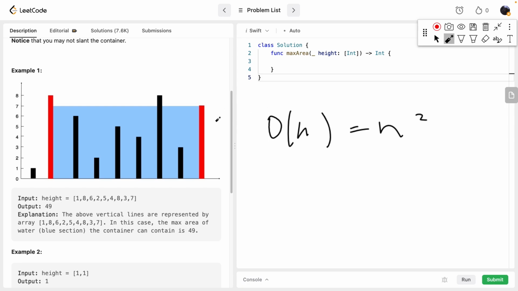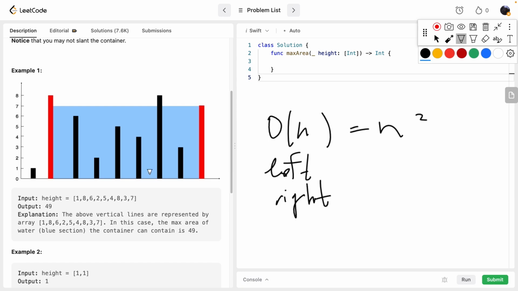So a better solution would be to use a two-pointer approach. So we would have two pointers, let's say like left pointer and right pointer. Left would start on the left and right on the right. And we would calculate the amount of water between two pointers, left and right, and then we would move one of them. We would move the one that is smaller.